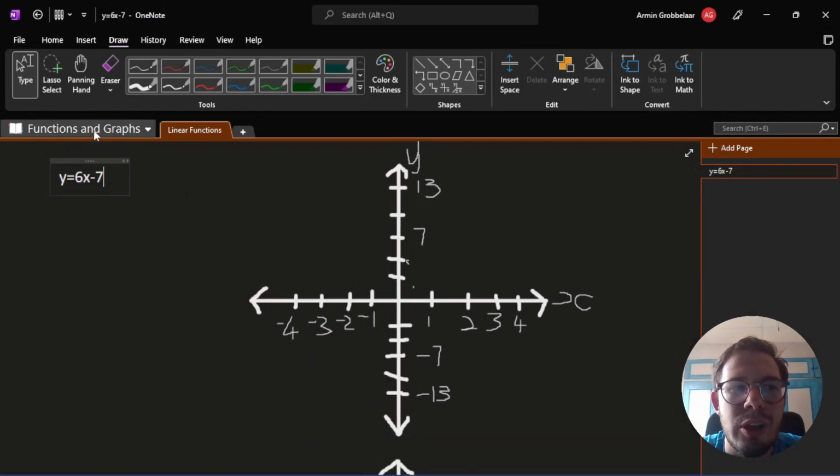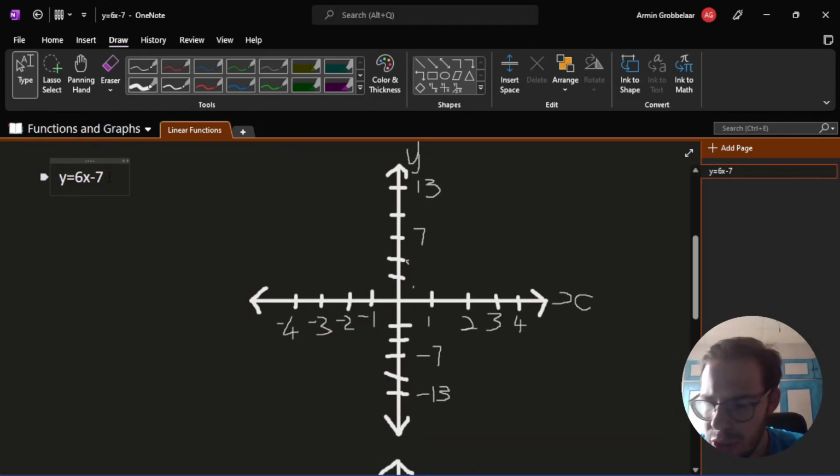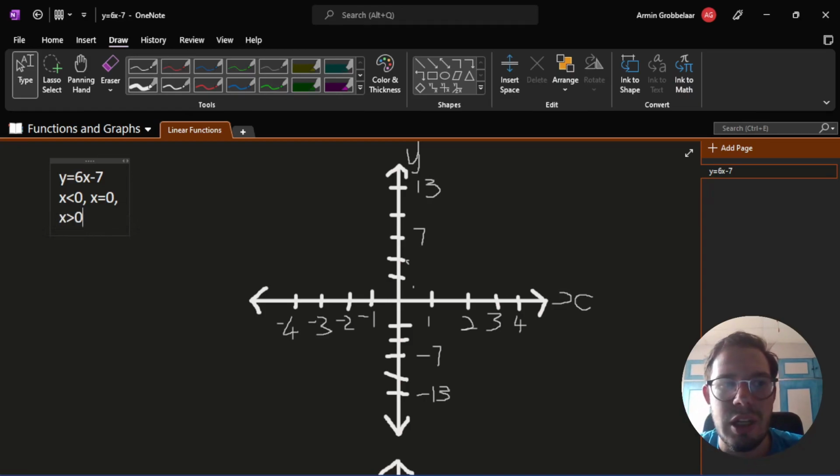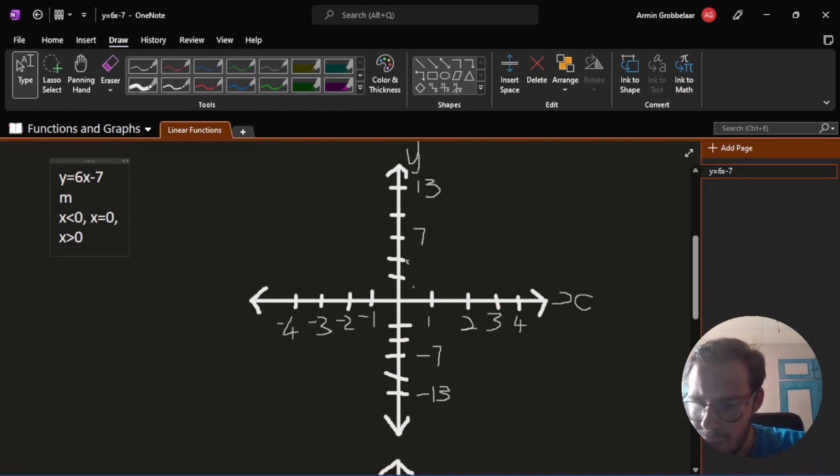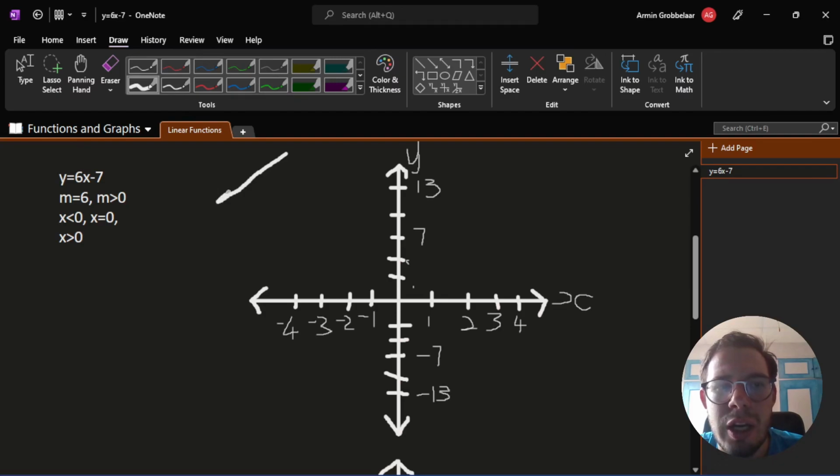Okay, so I'm going to draw this first linear function. For the first method, we need 3 points to draw the straight line. So we need an x which is less than 0, we need x equal to 0, and then we need an x which is greater than 0. Here you can see that m is equal to 6, so m is greater than 0, so you know our function must have a positive gradient.